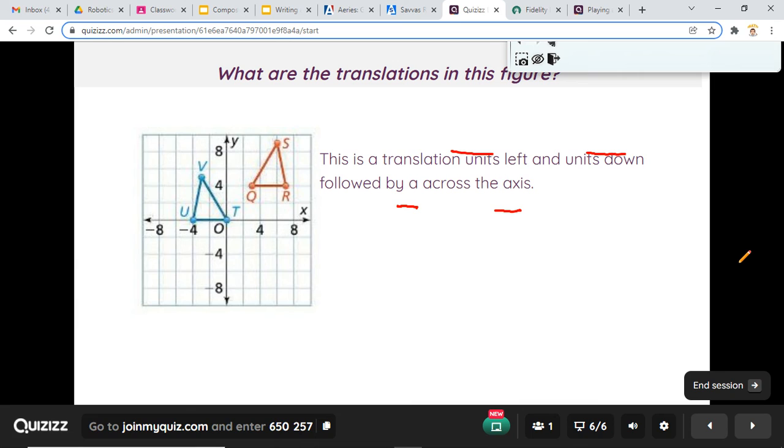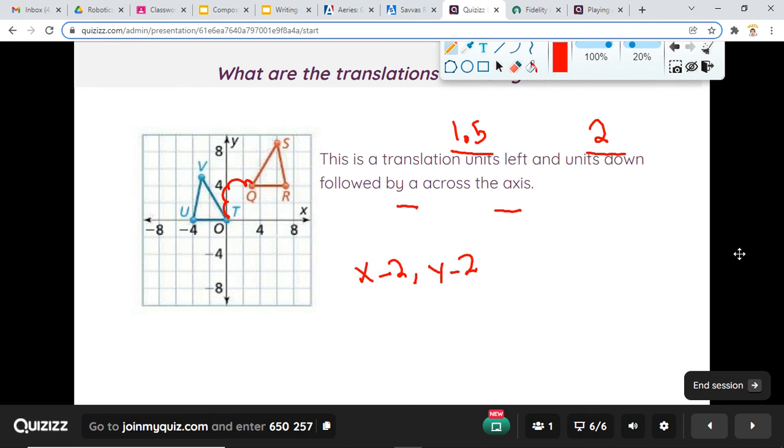I can tell that we are going to translate 1.5, so 1 and then a half units to the left. So 1.5 units left. Similarly, I could see that to get to the point we need to be, we also need to go down 2 spots here. So this would be 2 units down. So this is a translation that sends me x minus 2, comma y minus 2. Excuse me, x minus 1.5, sorry.